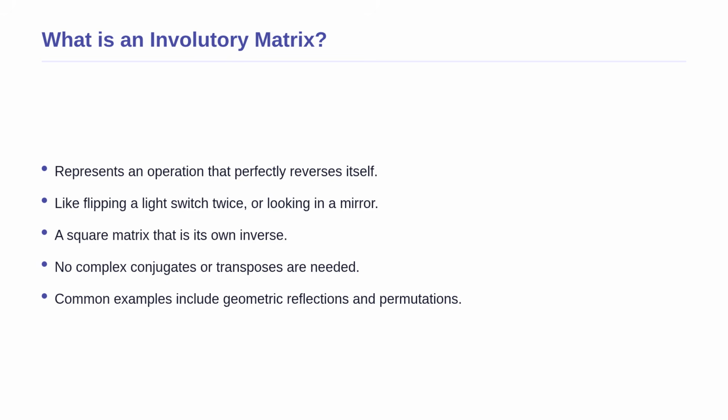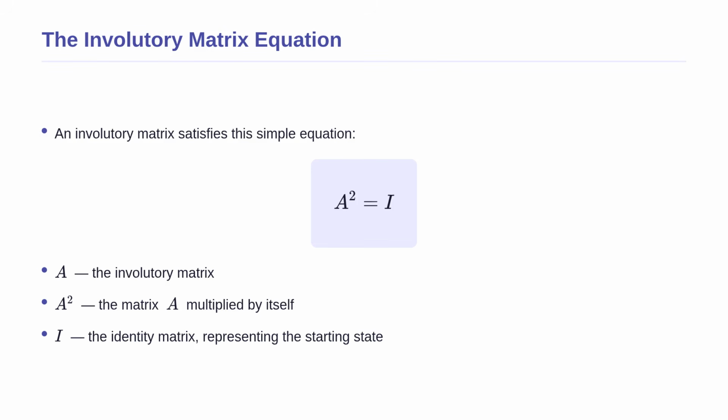In mathematics, an involutory matrix is exactly this, an operation that, when applied twice in a row, brings you right back to where you started. It is a matrix that is its own inverse, acting like a perfect mathematical mirror. Let us look at the mathematical form of this mirror concept.